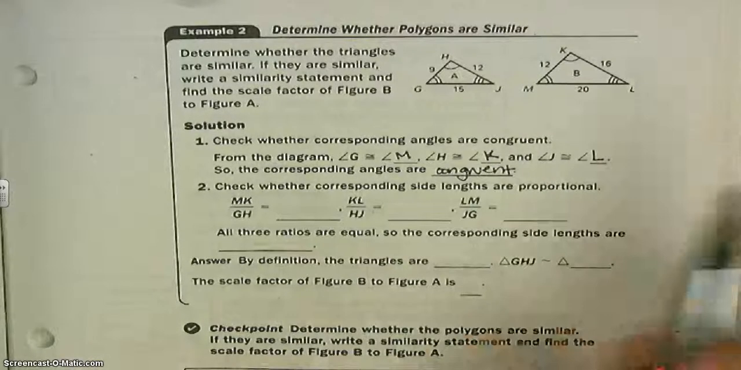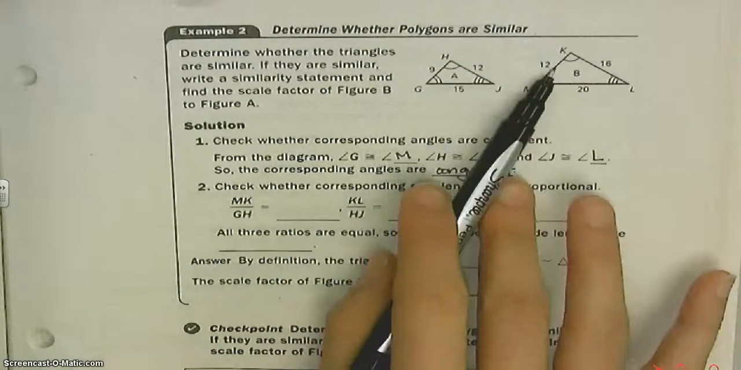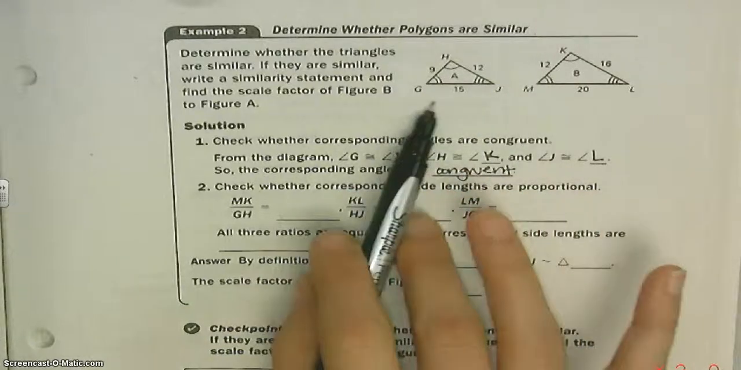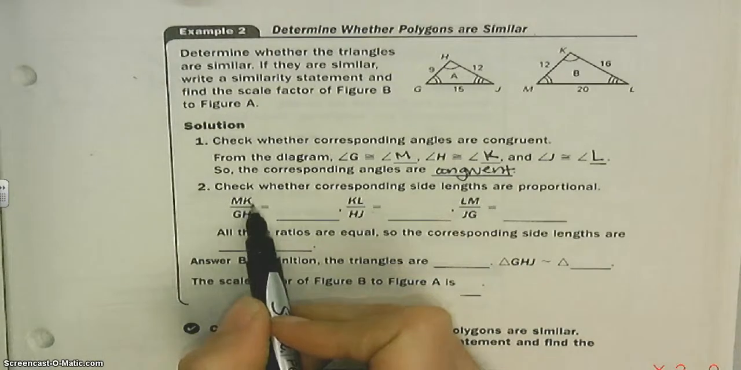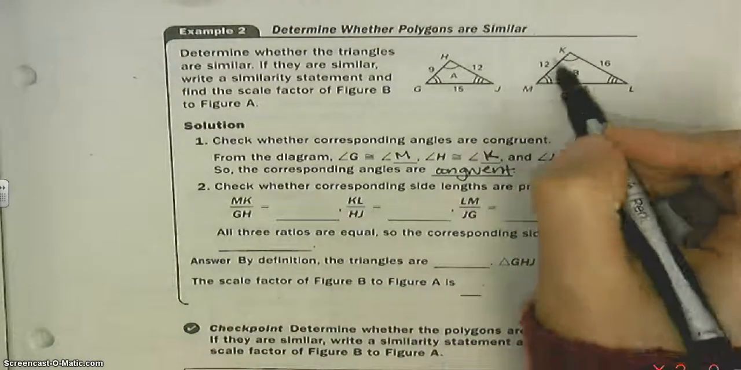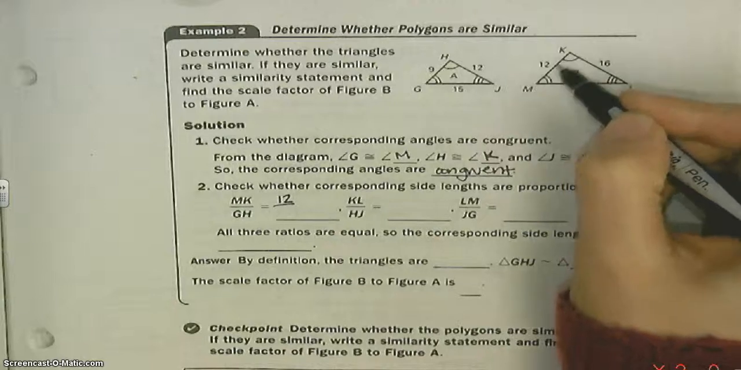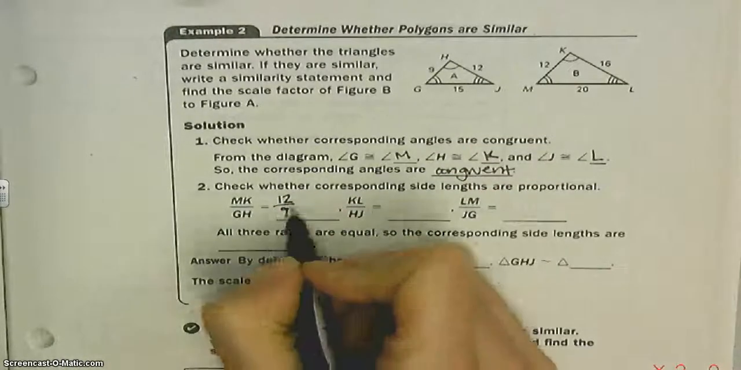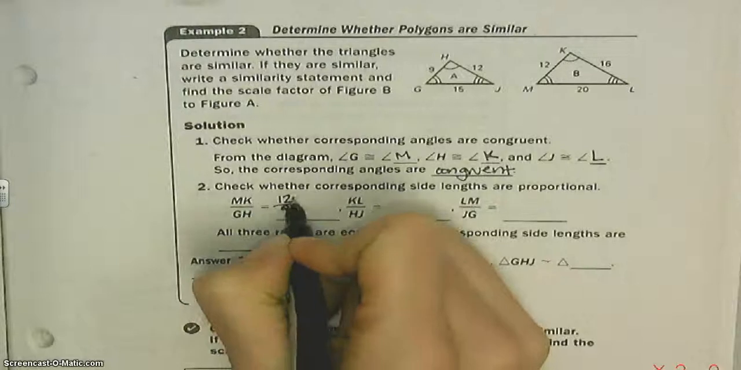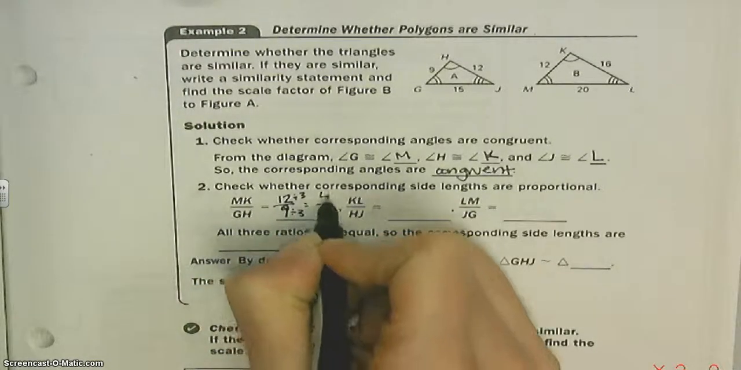Now we need to check to see if the side lengths are proportional. So we have to check each ratio, short to short, medium to medium, and long to long, and make sure they make the same thing. All right, so MK, that's 12. We're going to put 12. Well, what side goes with 12? 9 does. 12 over 9. All right, let's divide both of those by 3. That is 4/3.